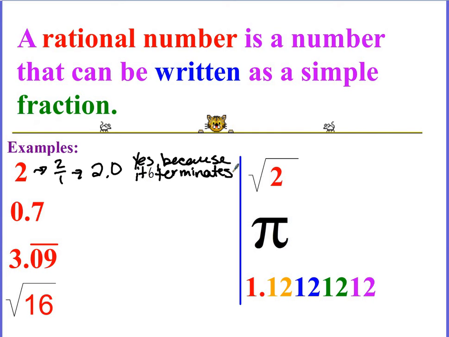So 0.7, or 7/10, is a terminating decimal. It can be written as 7 over 10. So therefore, yes, it is rational because it terminates.